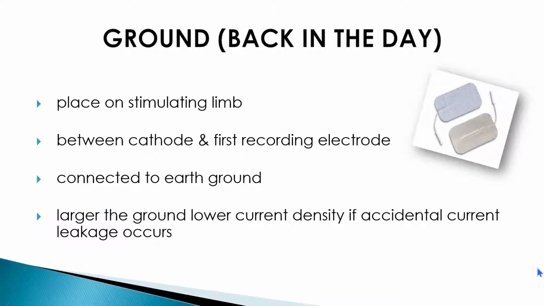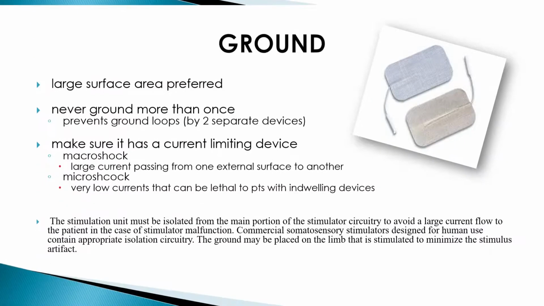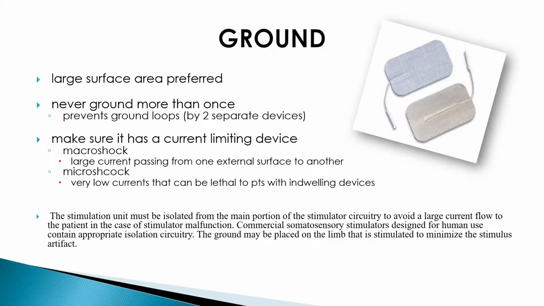And the larger the ground, the lower the current density if the current accidentally leaked. The larger the ground, the lower the current density, and the less risk of a burn for the patient. It's still today recommended to use a large ground. However, it's accepted to use a needle for a ground. Never ground more than once. This prevents a ground loop. And make sure your ground electrodes have a current limiting device.